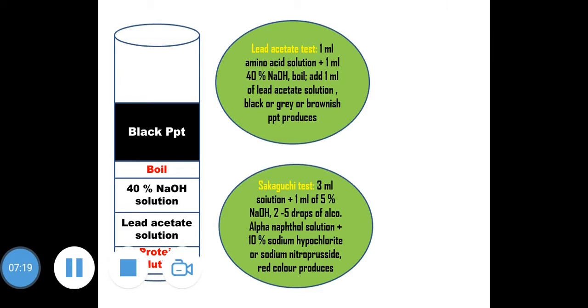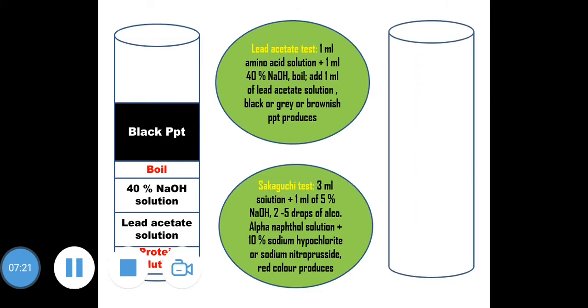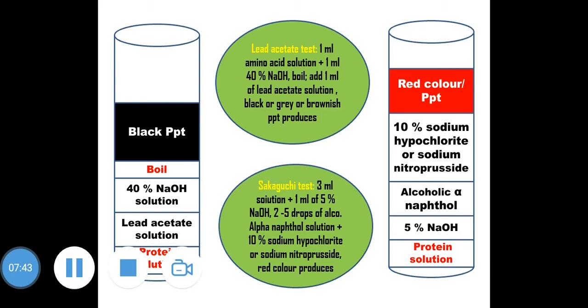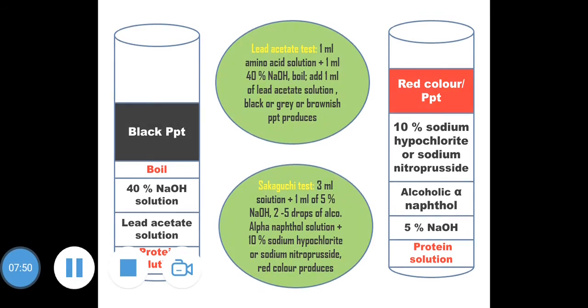Now we will see the procedure. You have to take 3 ml of protein solution or amino acid solution. You have to add 1 ml of 5% NaOH with 2 to 5 drops of alcoholic alpha-naphthol solution. Again, you have to add 10% sodium hypochlorite or sodium nitroprusside solution. You will obtain the red color or precipitate. This indicates the presence of arginine.